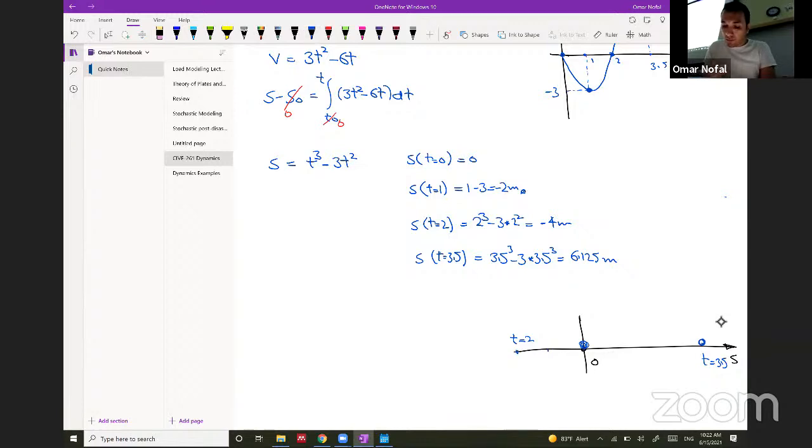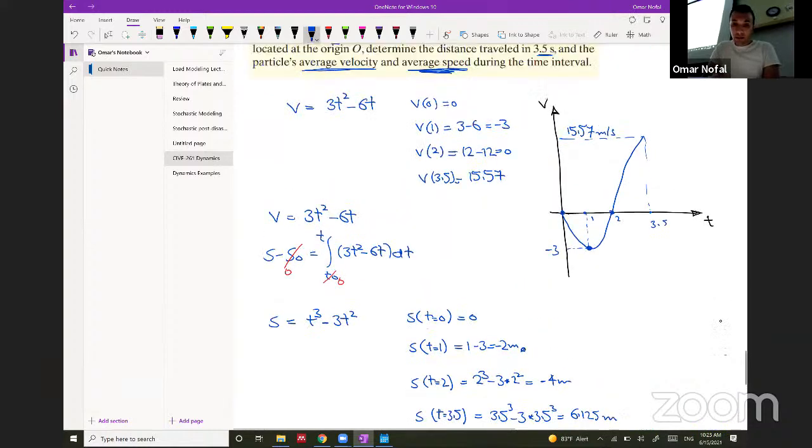Okay, let's... -4, came back here, 6.125 meters. Okay, so we know how the distance looks.